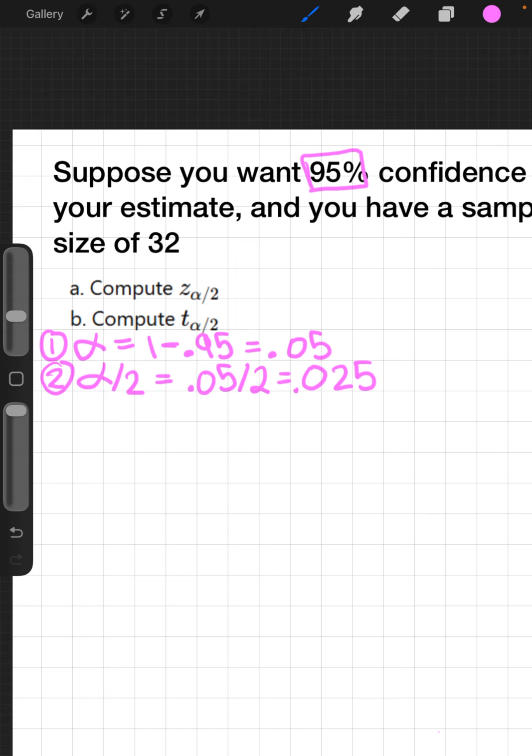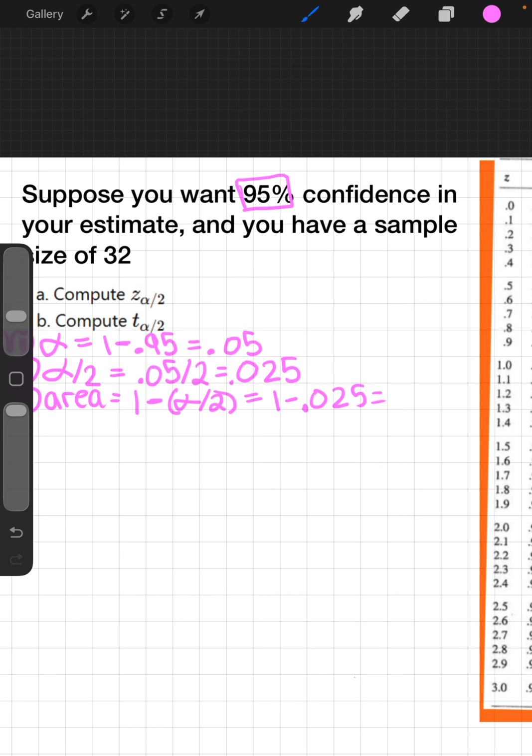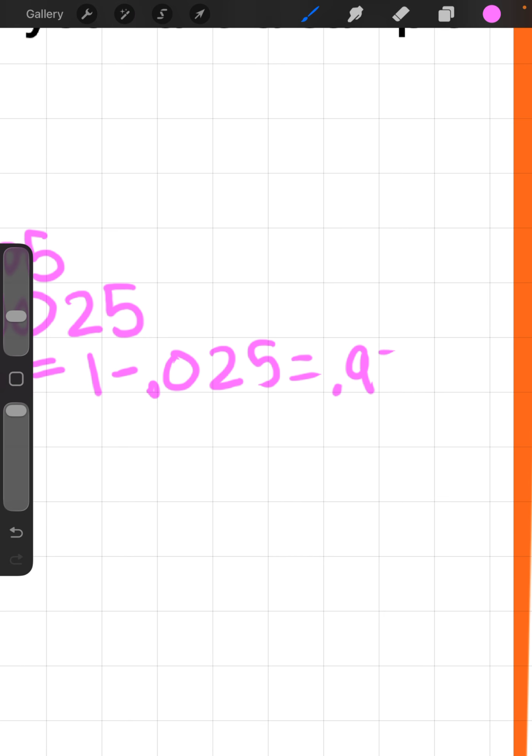Yeah, okay. And the third thing we're going to do is find the area, which is equal to 1 minus alpha divided by 2, which is 1 minus 0.025. Sorry, I got confused. 1 minus 0.025 is equal to 0.975.